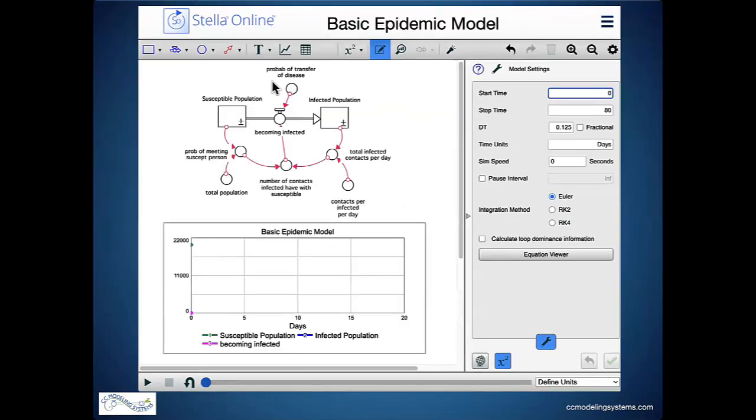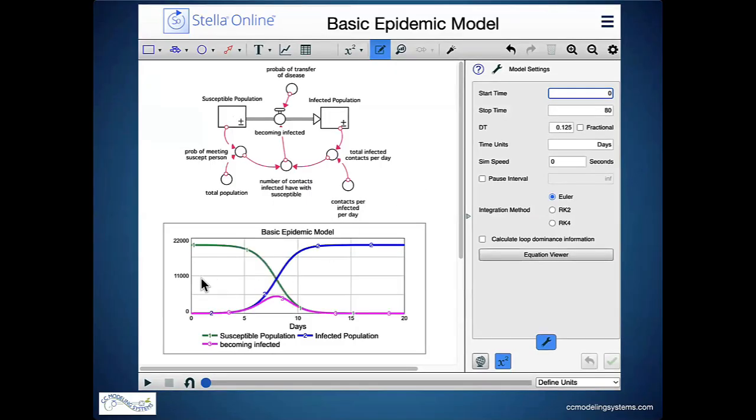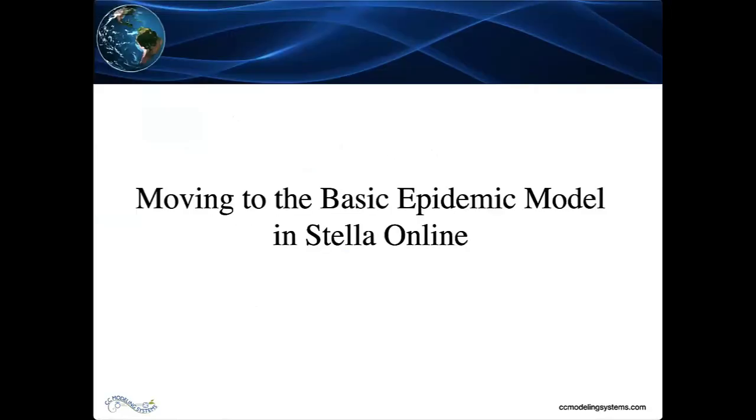This is the model that I will be working with, the basic epidemic model with just a susceptible and infected population. The infected population is increasing over time, and the susceptible population is decreasing over time as the susceptible people become ill. And this is the typical graph of the behavior for this particular model. Okay, so now I'm going to stop this sharing and go straight into Stella Online.